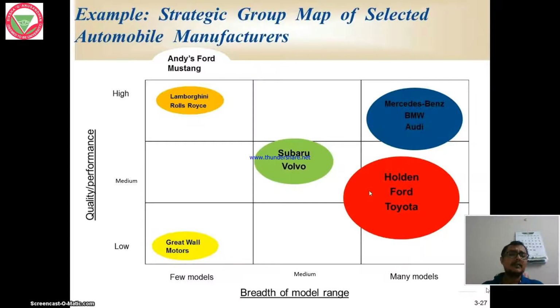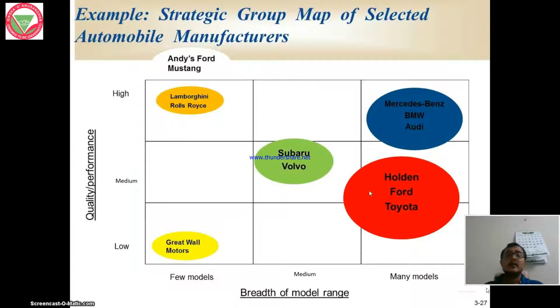Similarly, quality and performance wise, again there are three positions: low, medium and high. Low quality, few models. Medium quality, few models. High quality, few models. Low quality, medium number of models. Medium quality, medium number of models. High quality but medium number of models. And another scenario may be low quality but many models. Medium quality but many models. And high quality with many models.